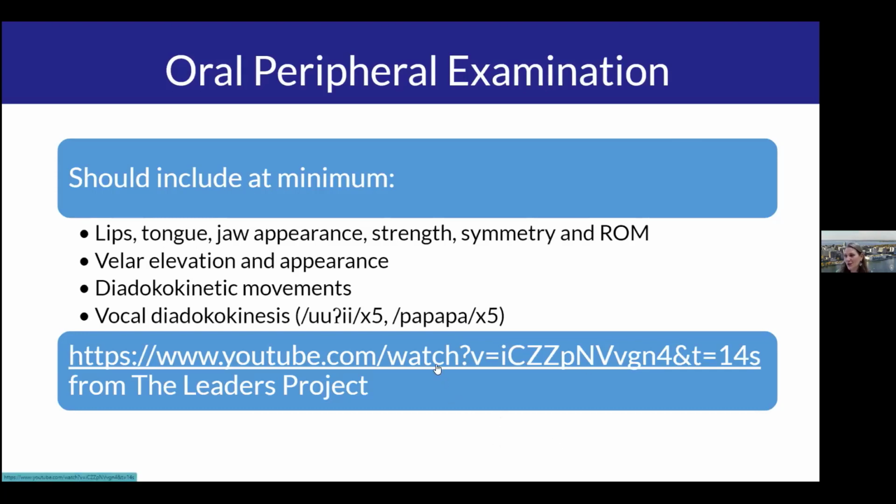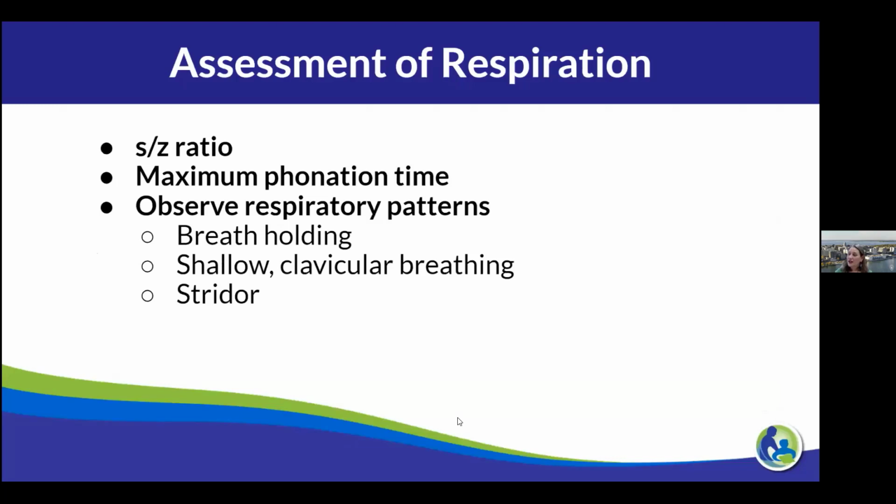This is, again, Leaders Project, a video that shows a pretty comprehensive oral peripheral examination. Assessments of respiration. So, again, you may or may not know the etiology of a voice disorder in a child, and you're gathering information that can be helpful in figuring out what additionally is needed. The S to Z ratio is not diagnostic, but it is informative.